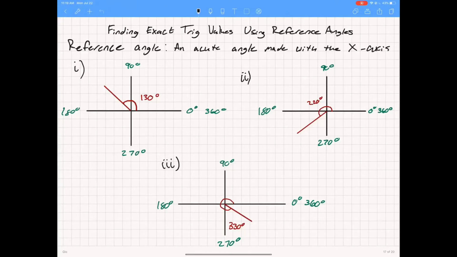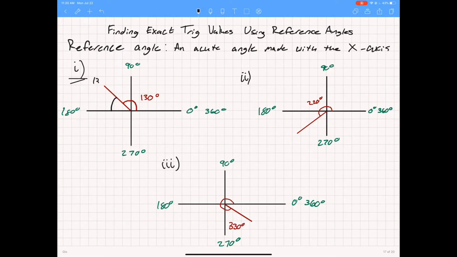Hello. Today we're going to be finding exact trig values using reference angles. A reference angle is an acute angle made with the x-axis. Let me show you what I'm talking about. In the first example, we have 130 degrees. We want an acute angle made with the x-axis, so the angle closest to the x-axis would be this smaller angle here.